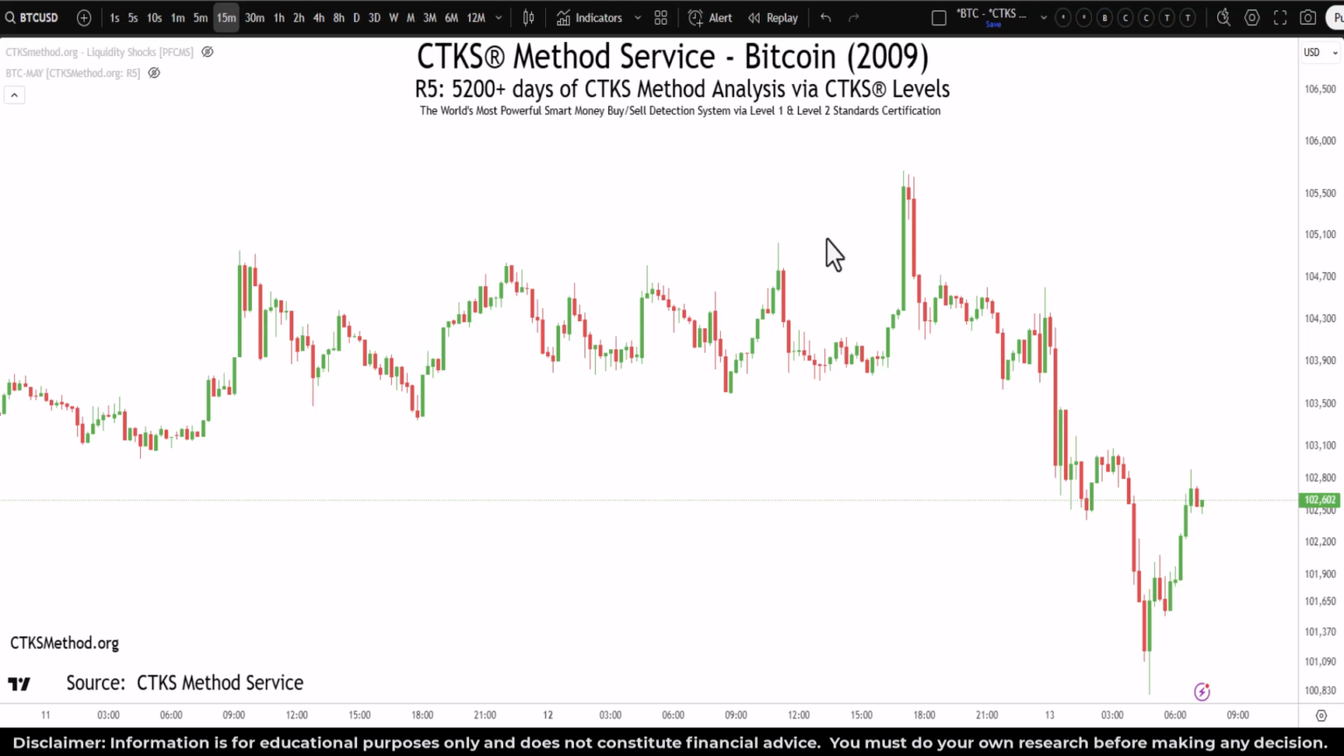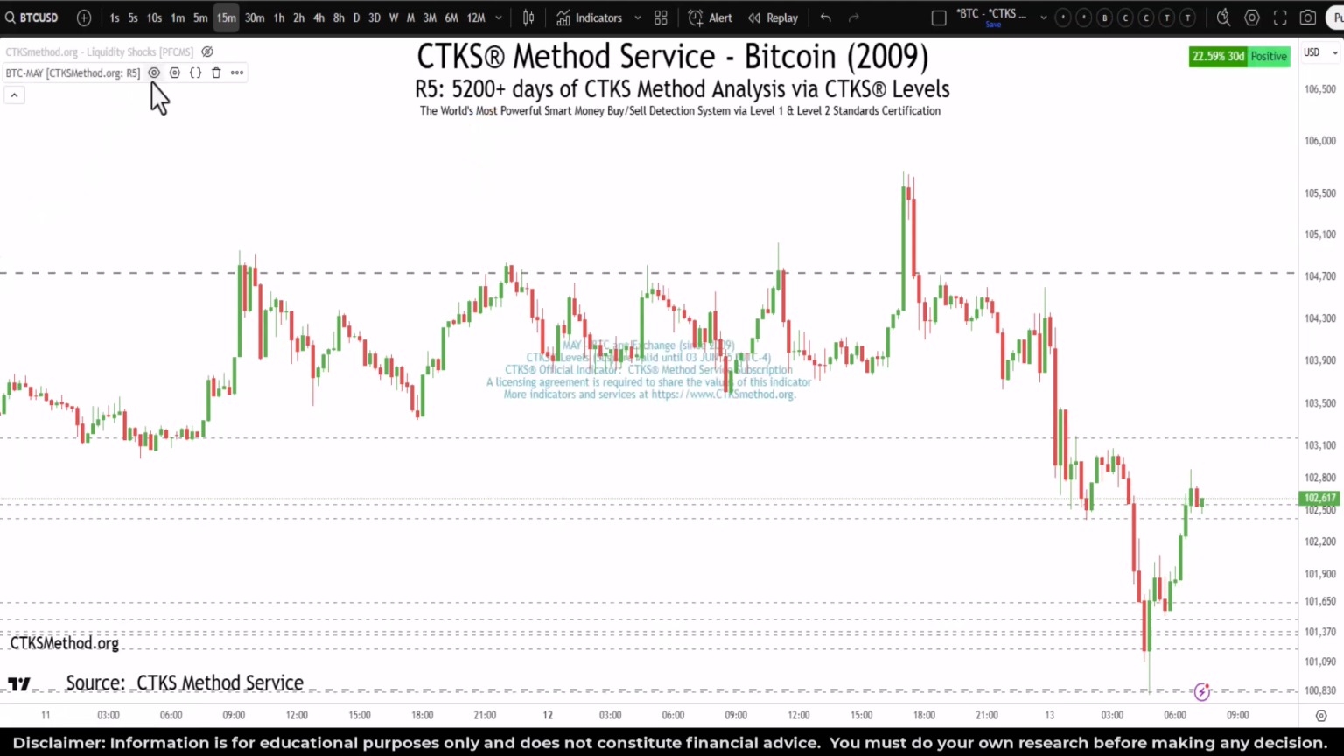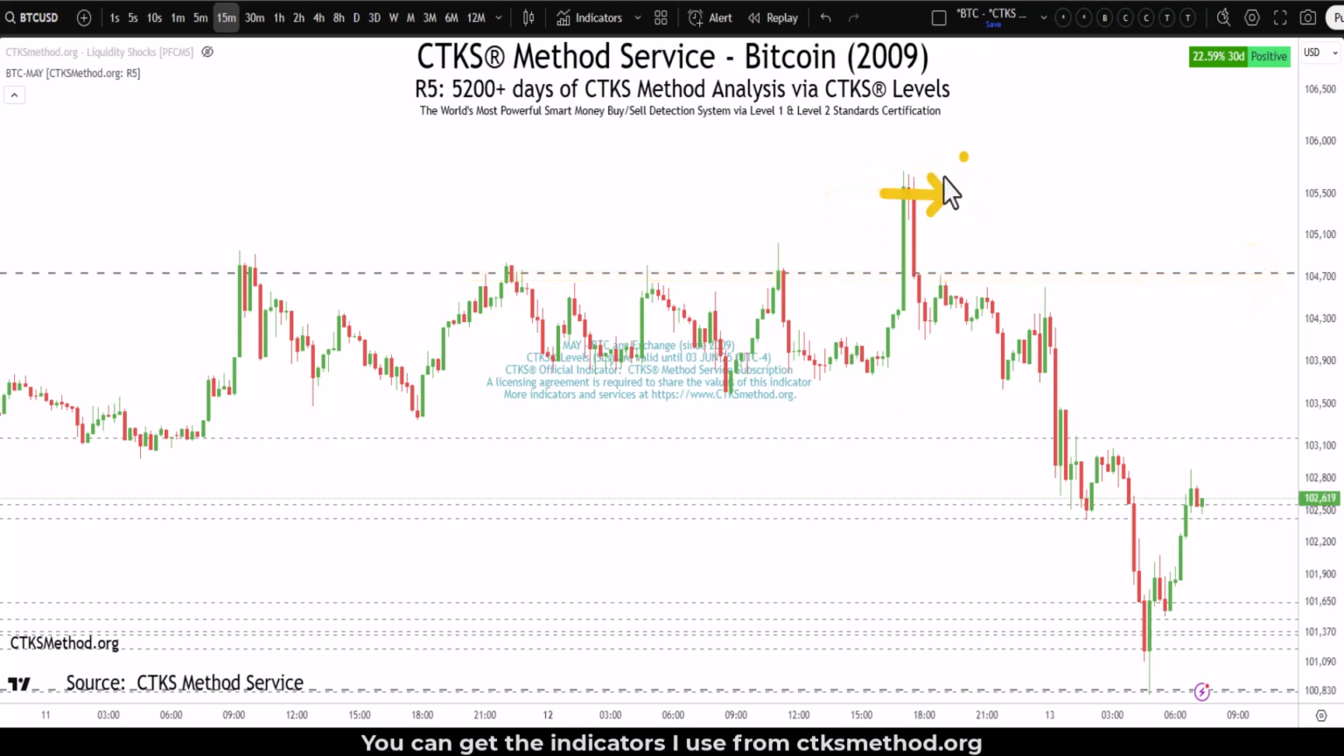To answer that question, we need to apply level 1 and level 2 standard certification to mark up all of price history. So let's check it out. Now, one thing that we see is that the actual structure was just a little bit above that 104,700 mark. There was overhead structural resistance inside total crypto market cap, and that's exactly why I showed you total crypto market cap first.